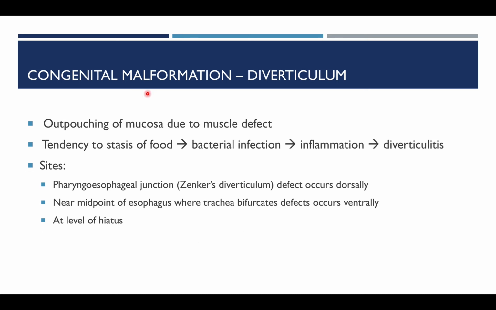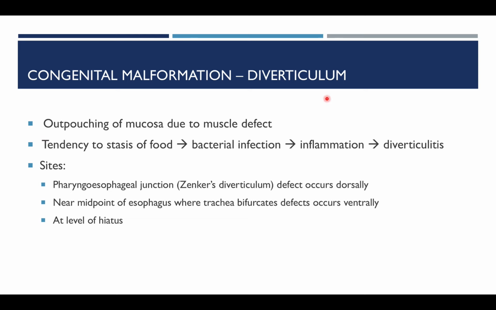Another congenital malformation is diverticulum, which is the outpouching of mucosa due to muscle defect. It is important to know that this diverticulum is not a true diverticulum, because in a true diverticulum, the entire wall protrudes, but in this case, only partial part of the wall protrudes. In fact, most GIT diverticuli are not true, they're false diverticuli.